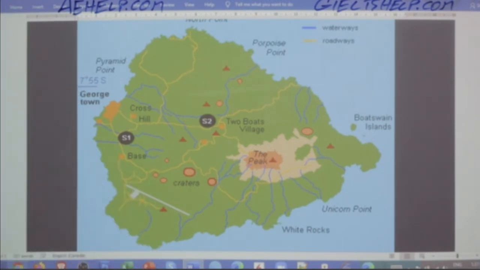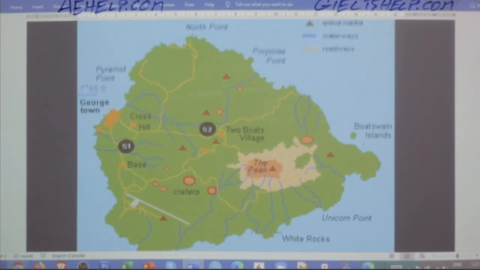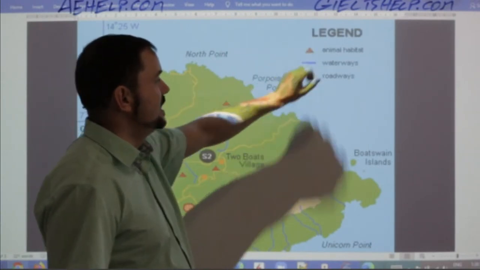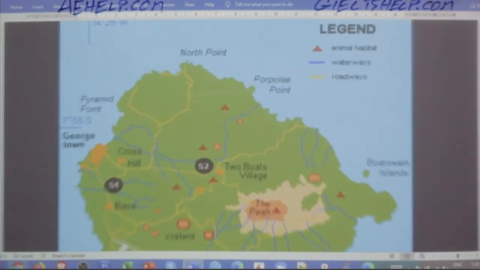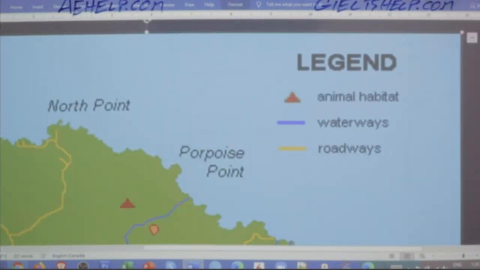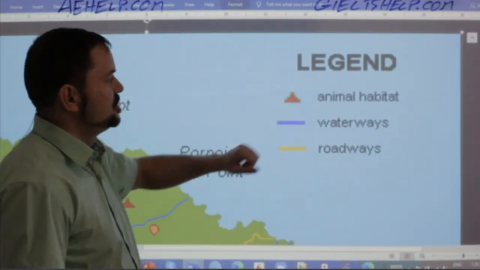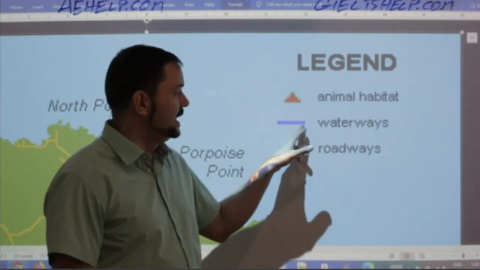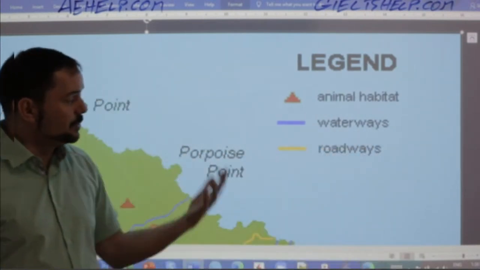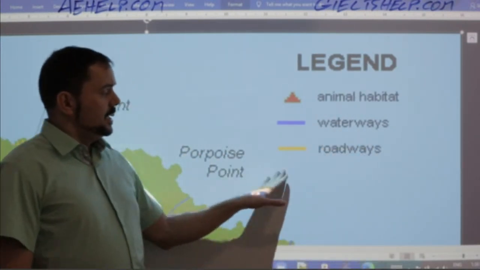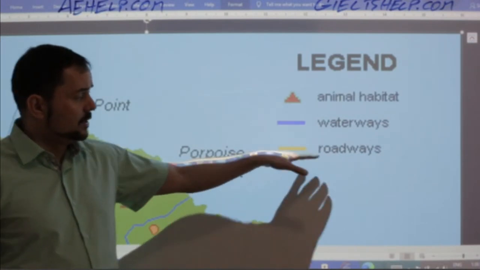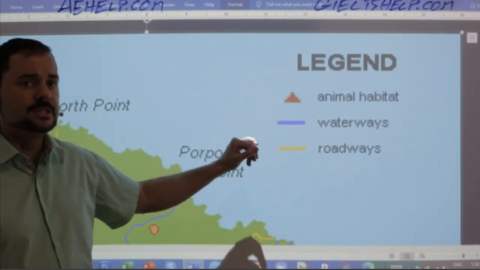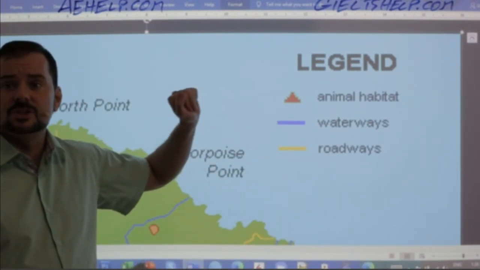All right, so here's this Caribbean island. We have a legend here. Let me zoom in. The legend says that the little red triangles are animal habitats. The blue lines indicate waterways, like rivers and streams and such. And the yellow indicates roadways. So it's always important to pay attention to the legend.